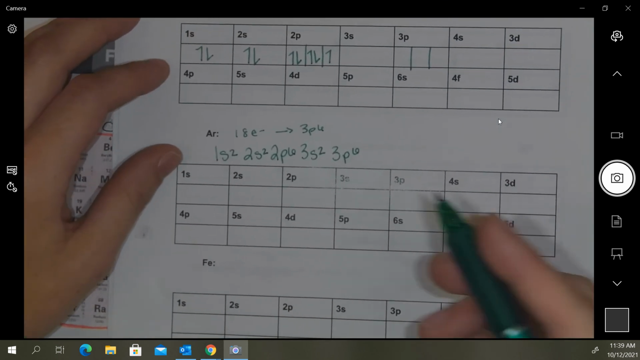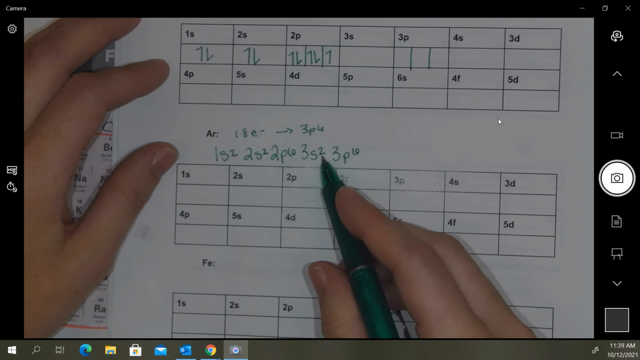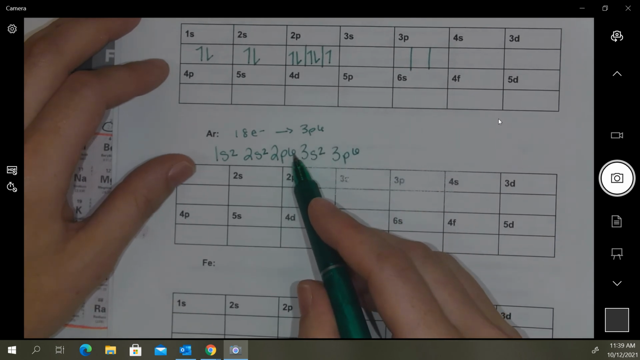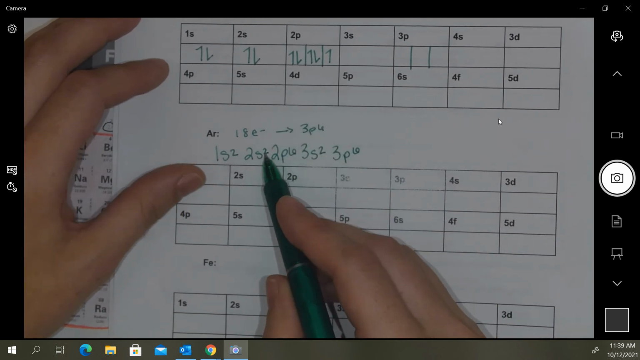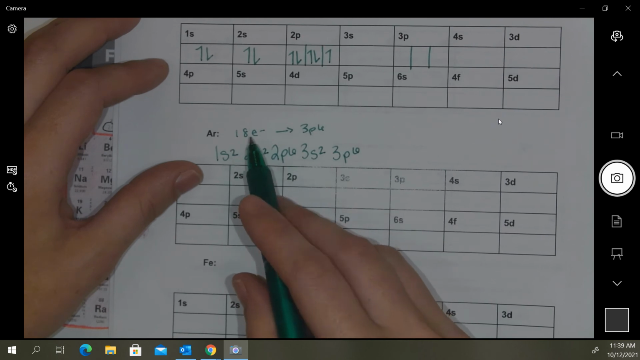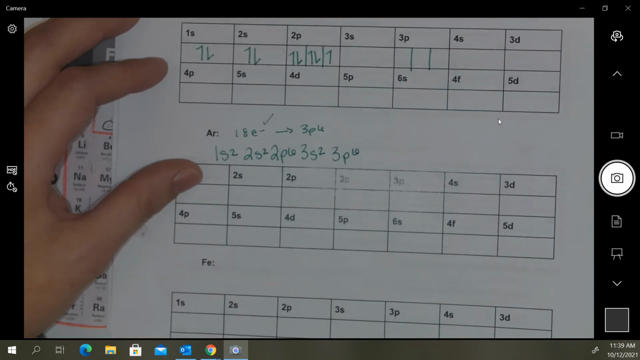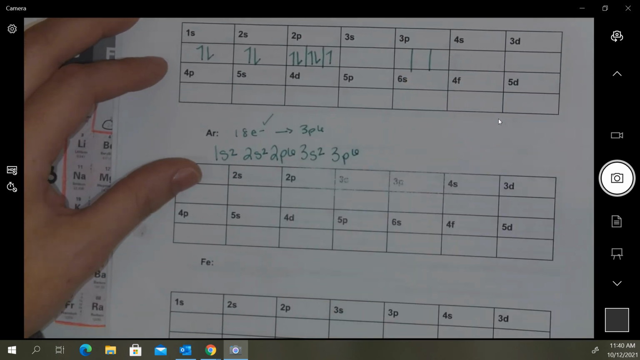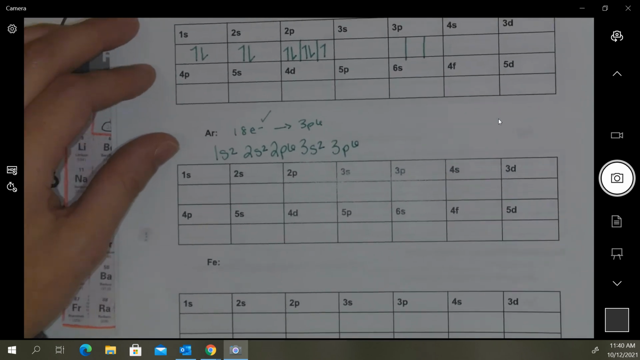If I added all of these up, 6 plus 2 is 8. 8 plus 6 is 14. 14 plus 2 is 16. And 16 plus 2 is 18. So we have our 18 electrons accounted for. We ended at 3p6, exactly like where our element was located.